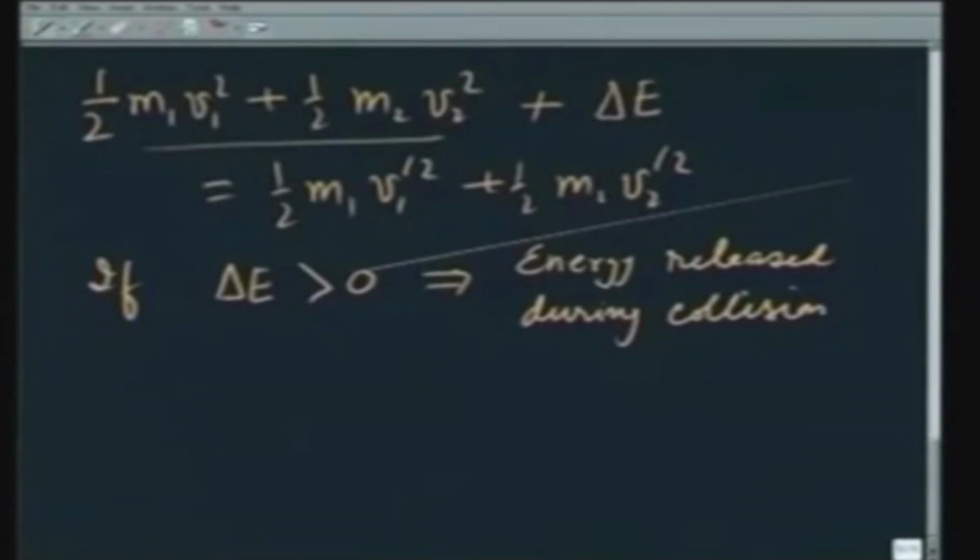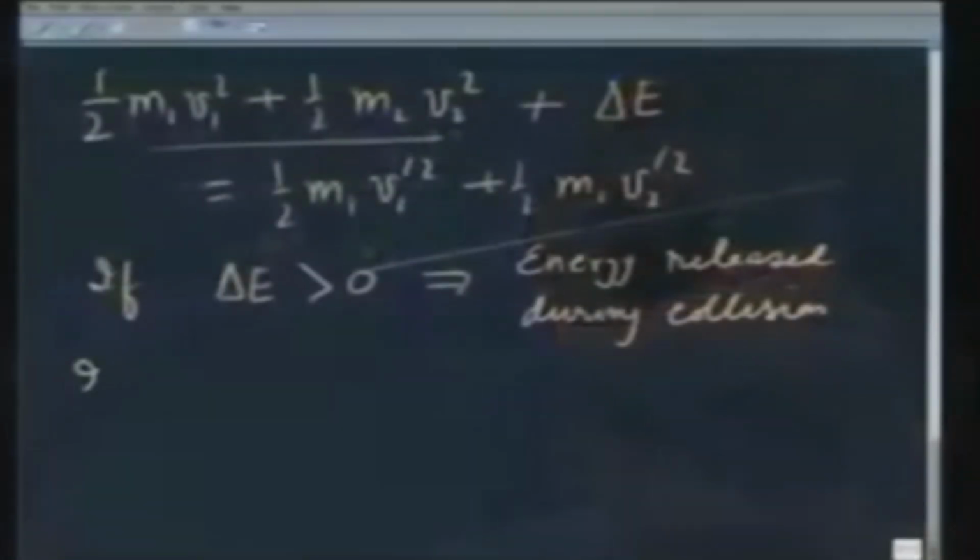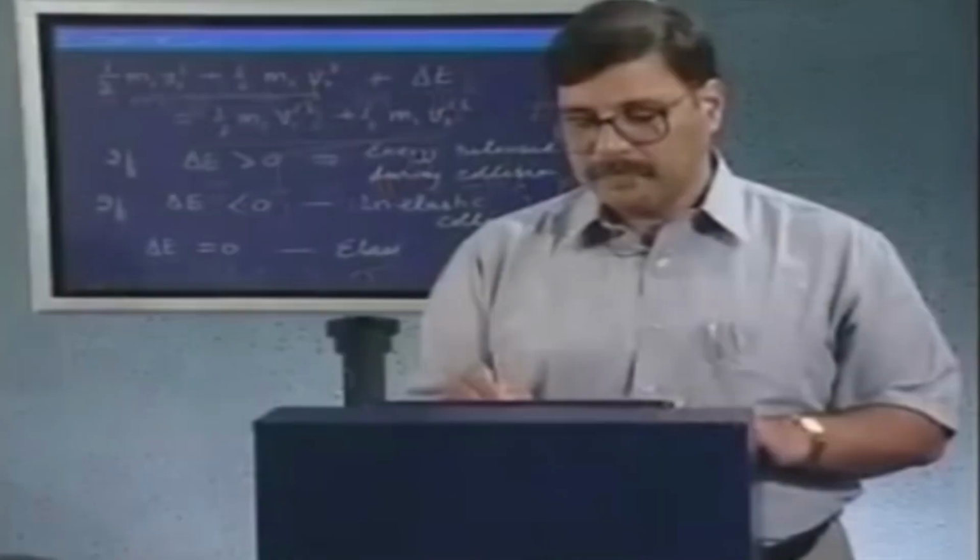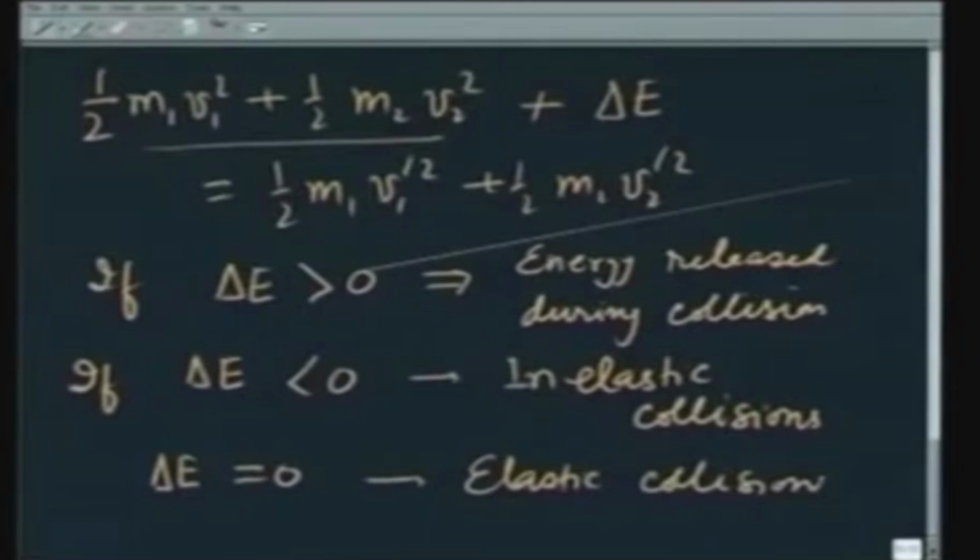This may be the case, for example, when two particles collide and some internal energy comes out. If delta E is less than 0, energy is lost during the interaction, and this is usually the case which we call inelastic collisions. And the third case may be that delta E is 0, and that is an elastic collision. So we have seen what the conservation of energy is going to give us.